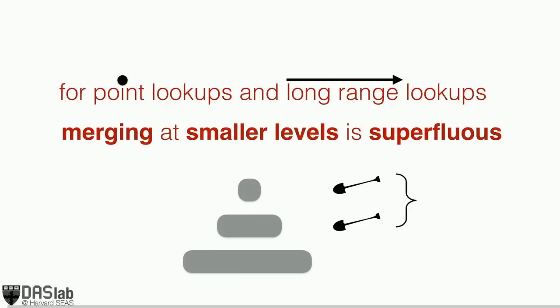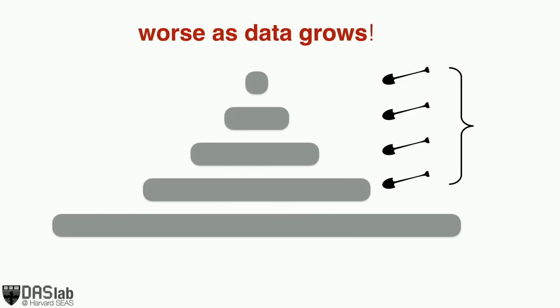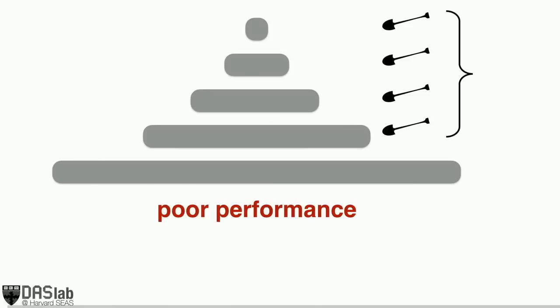So perhaps we can be better off by removing these merge operations or doing merge operations at smaller levels more lazily. So essentially, the problem is that for point lookups and long-range lookups, merging at smaller levels is superfluous. This problem actually gets worse as the data size grows, because as the data size increases, you have more and more relatively smaller levels. You're still doing more and more merging at those levels. But for smaller levels, the amount by which these merge operations help you curb point reads or long-range reads is exponentially decreasing. So this leads to poor performance.